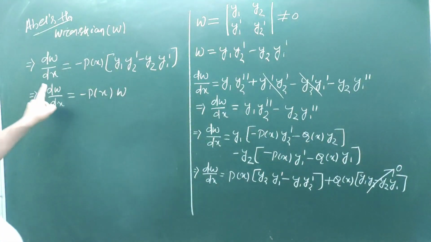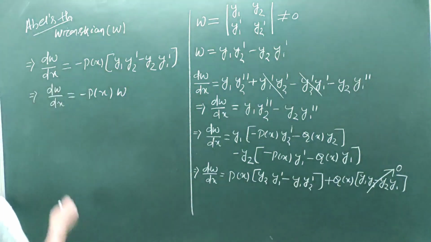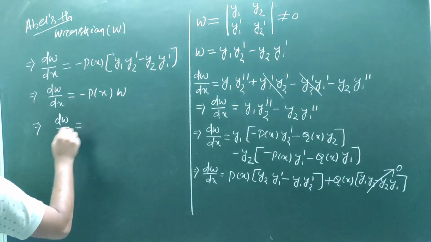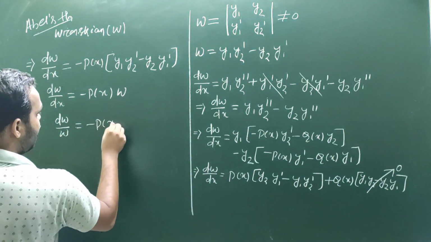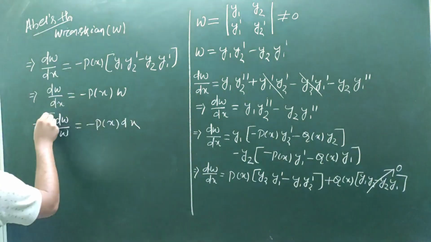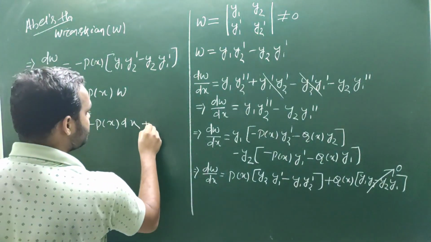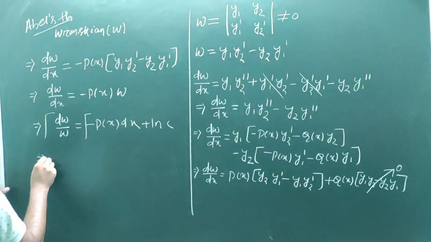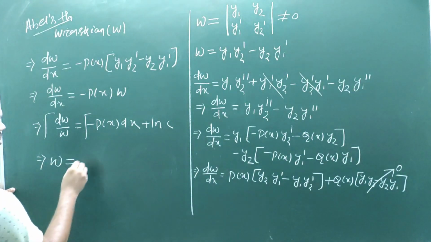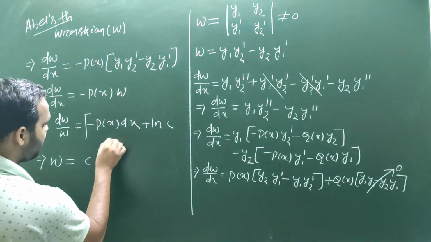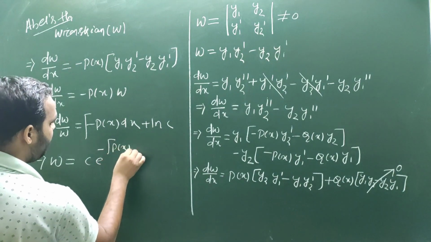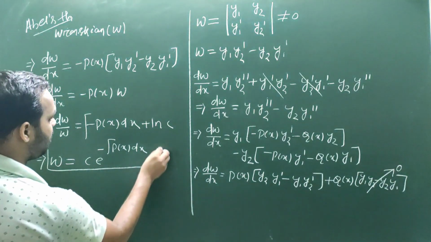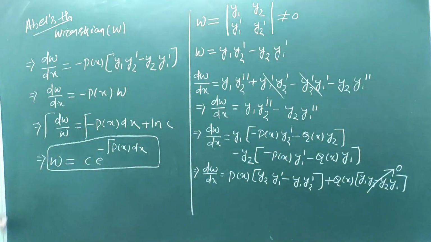Now we can separate the variables and find the value of W. So dW/W is equal to minus p(x) dx. Integrate both sides and take an arbitrary constant, log c, because here we will get log W. By solving and rearranging, we get W is equal to c e to the power minus integral of p(x) dx. This is the general formula for W.